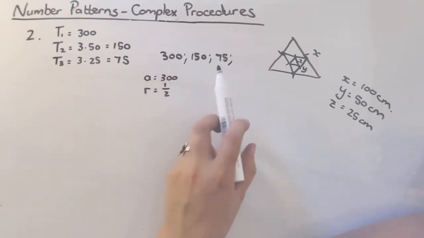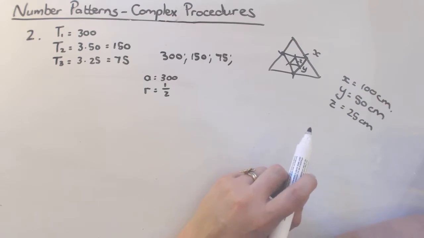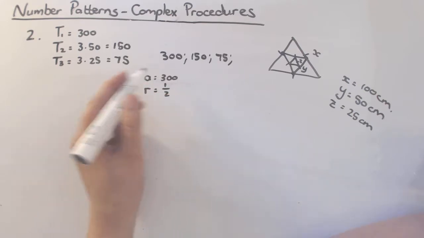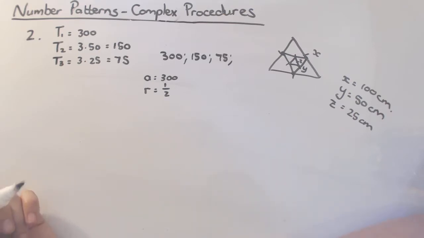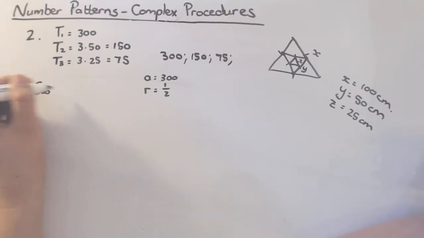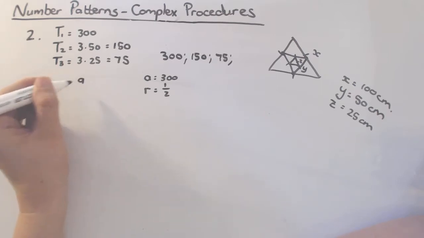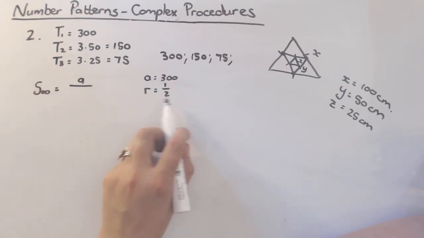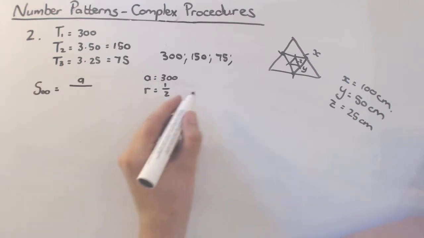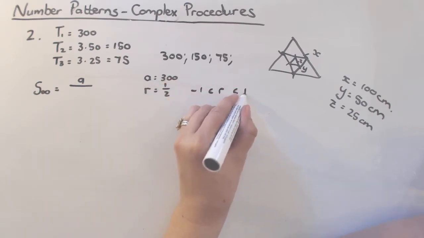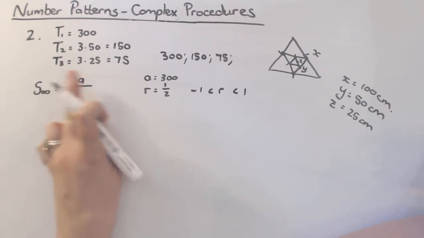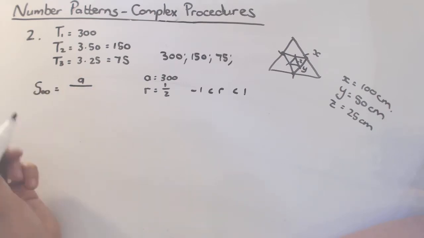150 over 300 is a half. 75 over 150 is a half. So this is a geometric pattern. And now I want the sum to infinity of these numbers. Now that's not difficult. The sum to infinity exists if my r value lies between -1 and 1, which it does. Let's just state that this is a convergent series, so I can go and calculate the sum to infinity.